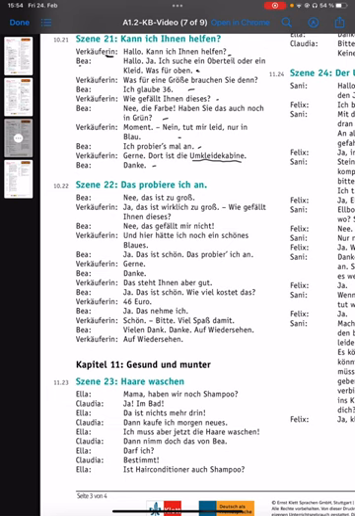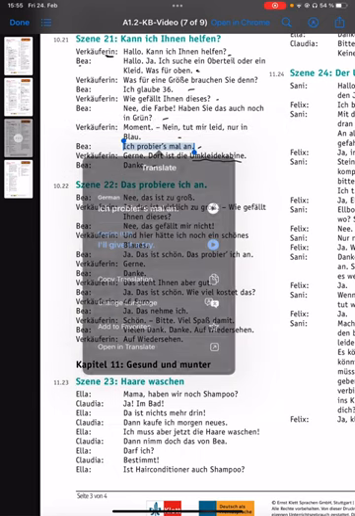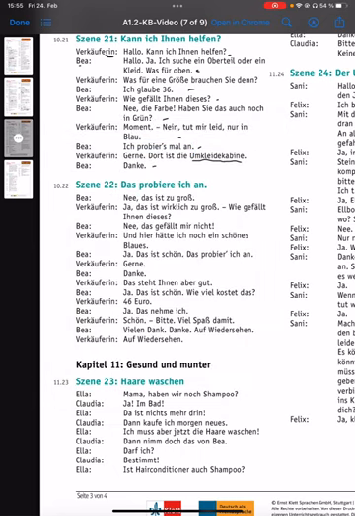Wie gefällt Ihnen dieses? What do you think about this? What do you feel about it? Nee, die Farbe, no, the color. Haben Sie das auch noch in grün? Do you have this also in green? Moment, one sec. Nein, tut mir leid, nur in blau. No, I'm sorry, only in blue. Ich probier's mal an. Yeah, I will try it once. I'll give it a try. Gerne, dort ist die Umkleidekabine. Okay. There is the Umkleidekabine, I think, dressing room.